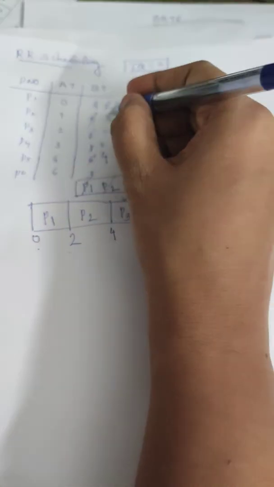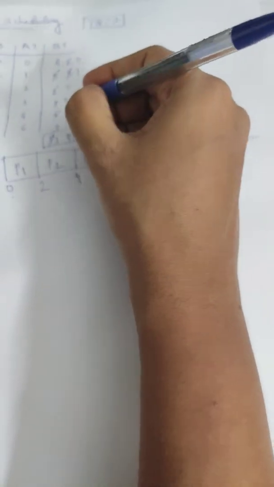For P2, the total burst time is 3. You can execute only 2 milliseconds as per the time quantum. So the remaining P2 you put at the back of the ready queue. Then you take P6. P6 has 4 milliseconds. Just take 2 milliseconds, assign it here, then put P6 at the back. So you have to add each and every process until its total burst time gets completed.